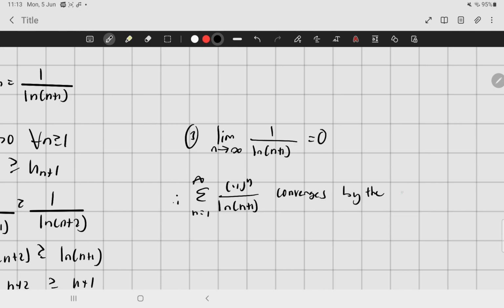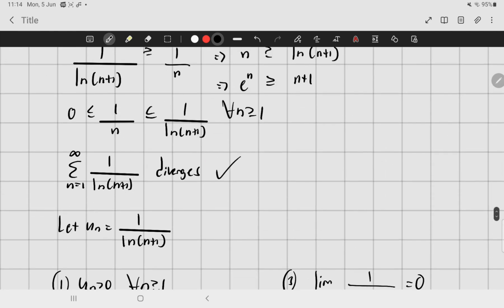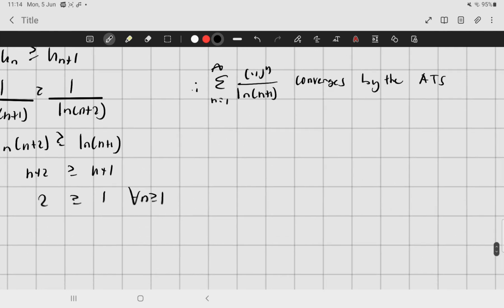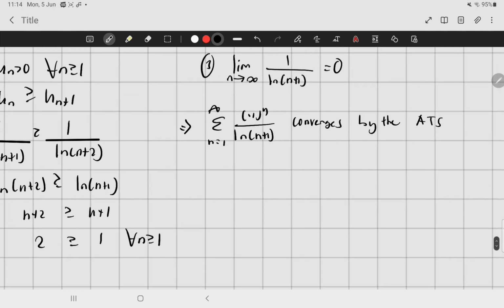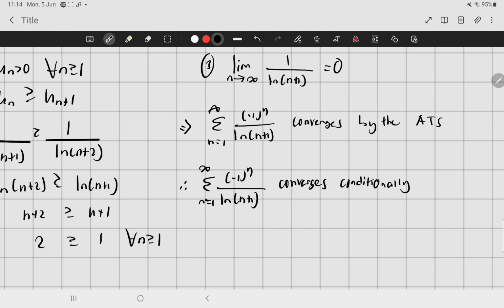By the alternating series test. ATS stands for alternating series test. It's a simpler way for me to write it down. And then again, it's not a conclusion, it's an implication. And therefore this implies that this series converges conditionally. Conditionally, right? Okay, so far so good.